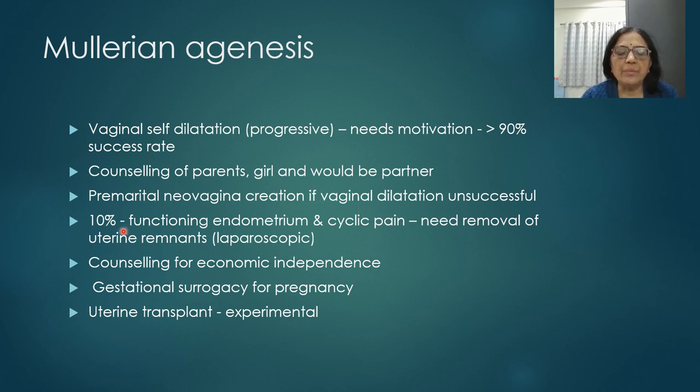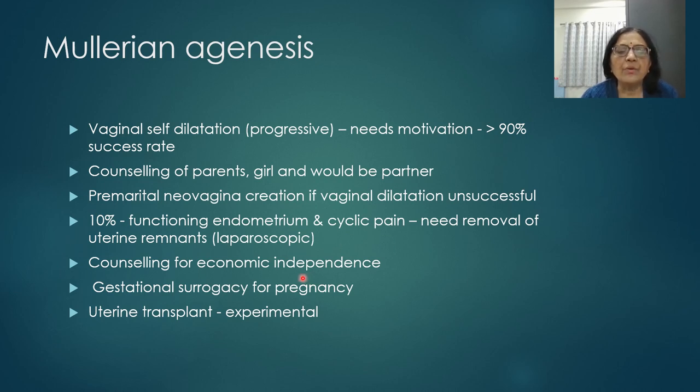We should remember that in around 10% of patients of Mullerian agenesis, there is a very small rudimentary uterus, sometimes present in the center, or sometimes two small knob-like uterus-like structures present off the center on both sides. Usually functioning endometrium is not there, but in 10% functioning endometrium might be there, and the patient might present with cyclical pain. These are the cases where there is a need to remove the uterine remnants, and laparoscopically this can be done, taking proper care of not injuring the ureters, because these uterine remnants can sometimes be at the pelvic brim, or even above the pelvic brim.